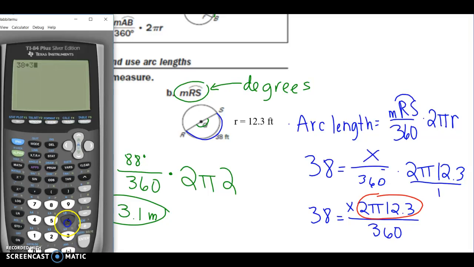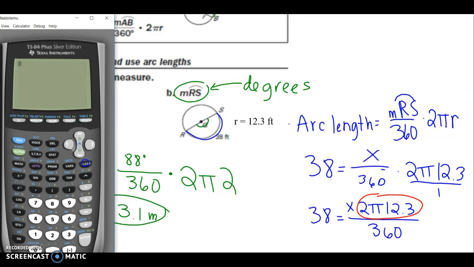38 times 360. I got 164. Keep that in your calculator. Our next step is to divide. So just hit divide, and that brings out that answer.